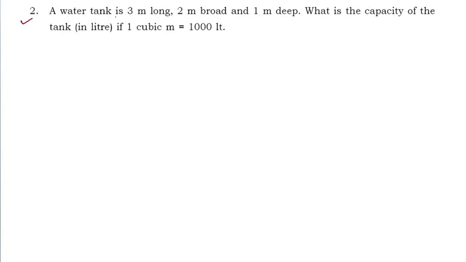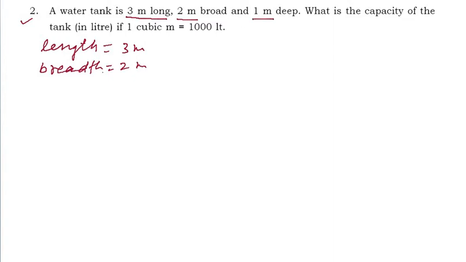A water tank is 3 meter long, so that is the length. Length is given as 3 meter. Now 2 meter broad, that is the breadth. Breadth is equal to 2 meter. Now deep, that is the height, so you can write height. Height is equal to 1 meter. What is the capacity of the tank?